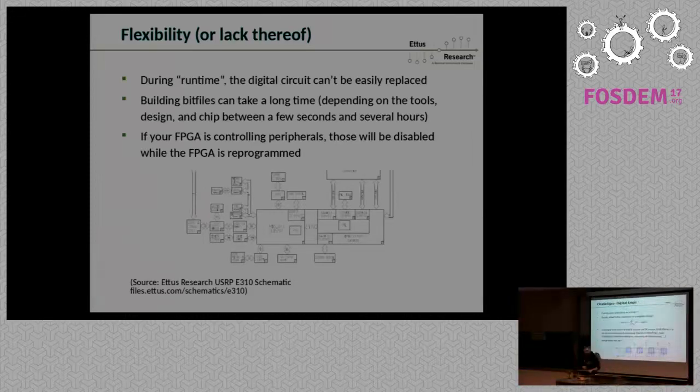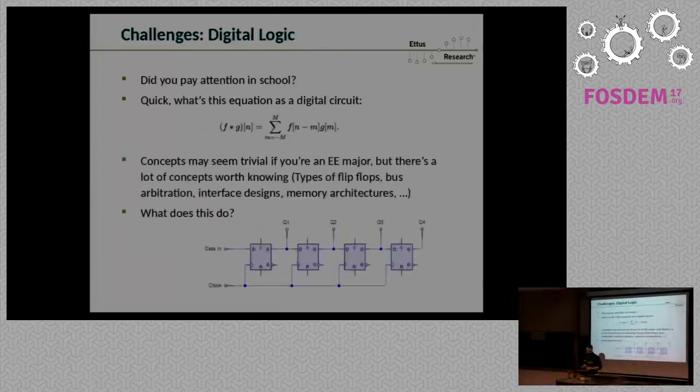So there are three major challenges for FPGA development. The first one is the digital logic part, and if you come out of an EE school, you will be familiar with this. So what's this equation as a digital circuit? What is this equation? It's a convolution. Could you draw that out as a digital circuit? It's not a trick question. Do you think you could do that? I mean, it's not hard, but we basically add a bunch of things, and the things we add up are delayed versions of a signal multiplied by something else. I could use the whiteboard to do that, but I don't want to steal Nicolas' time.